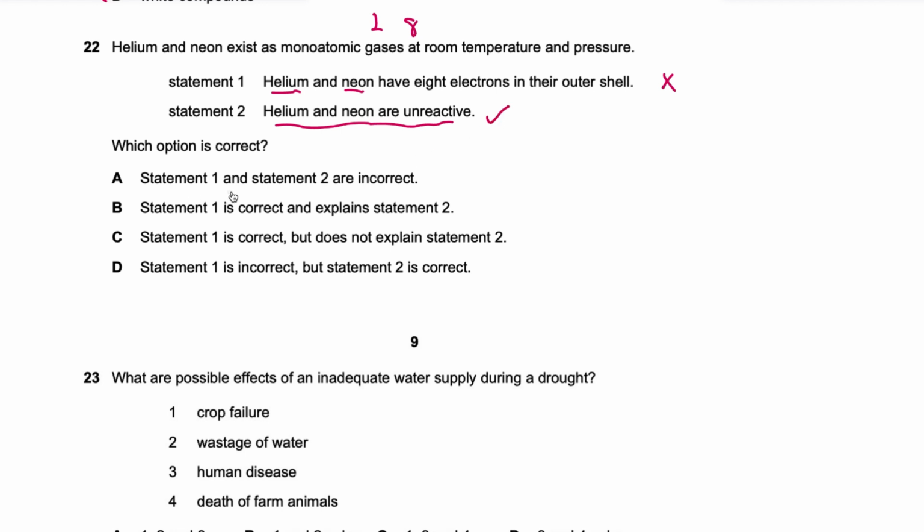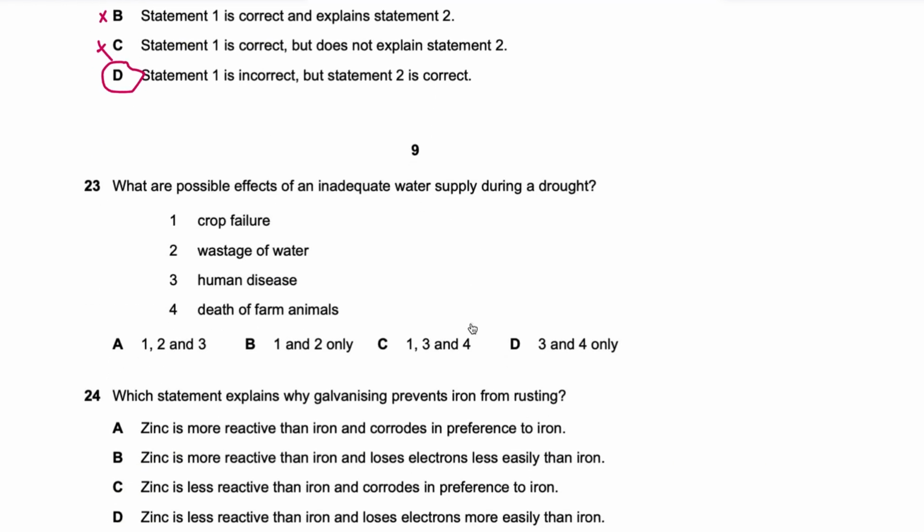Now, it says statements 1 and 2 are incorrect. No, that's not true. 1 and 2 are not both incorrect. 1 is incorrect, but 2 is correct. Statement 1 is correct, which explains... No, statement 1 is not correct. Statement 1 is correct, but does not explain statement 2. Statement 1 is not correct. Statement 1 is incorrect, but statement 2 is correct. Yes, this is the most correct answer. Is that okay? So we move to question 23.